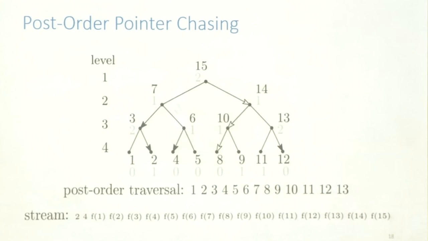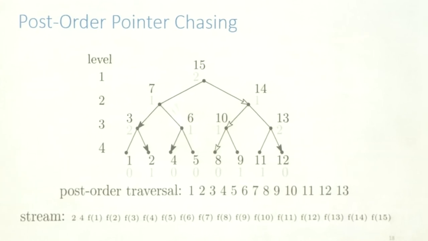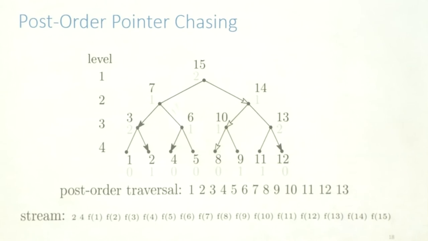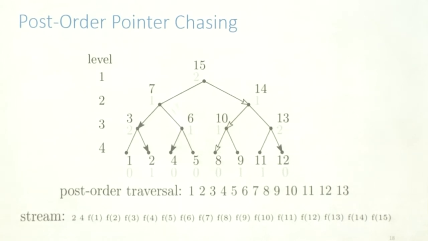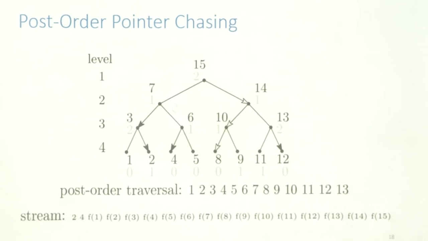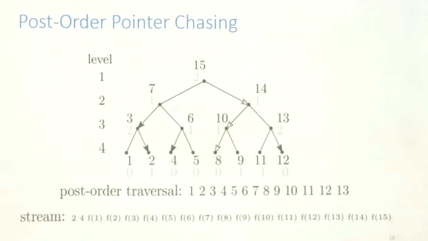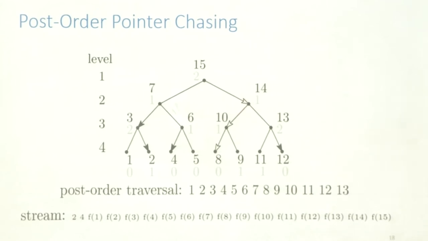The problem consists of a tree. You have this tree here, and its vertices are labeled by a post-order traversal, and every vertex is assigned a value by the function. The leaves are only assigned 0, 1 values, and the non-leaf nodes are assigned values that are basically the locations of their children. The root node here is assigned the value 2. It's telling you to go to the second child. The value assigned here is 1. It's telling you to go to the first child.